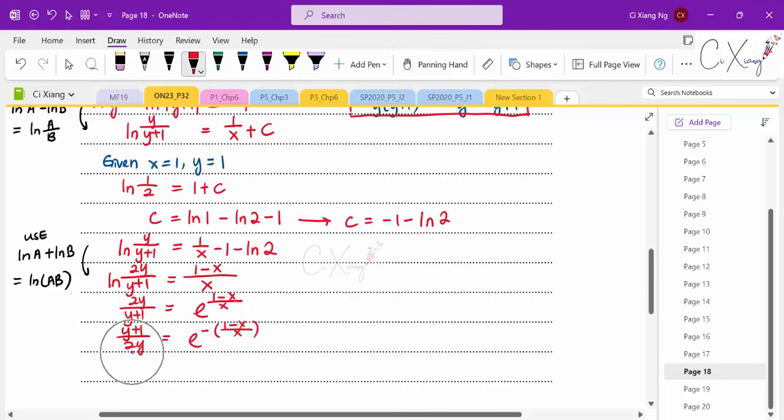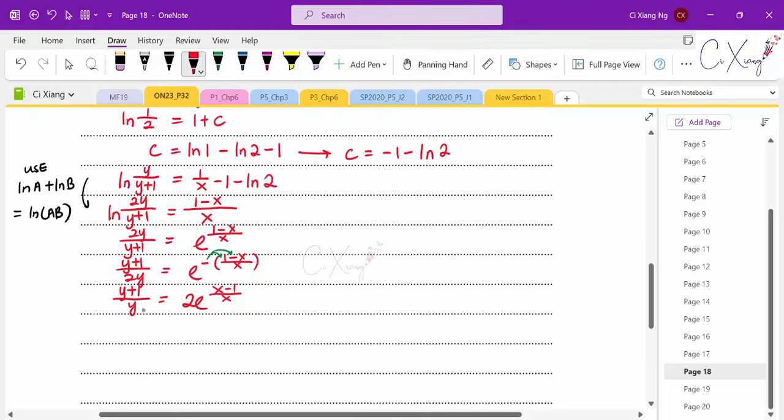Then again, next step, I will want to move up the 2. If I want to move up the 2, then I'm having 2e. Then the negative, I multiply inside so that it doesn't look so complicated. So if I multiply inside, I'm having x minus 1 over x. So we are almost there. Next, how can I get rid of the y here?